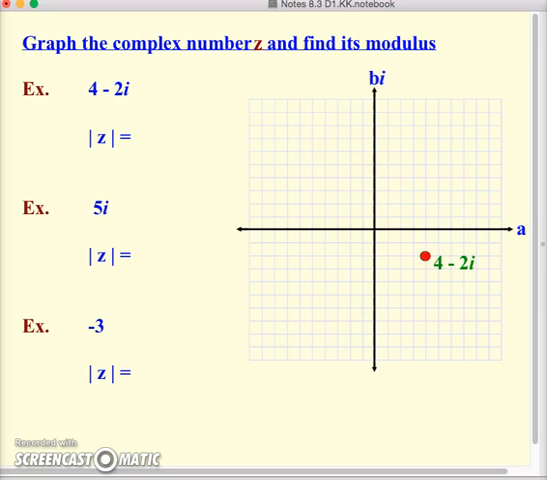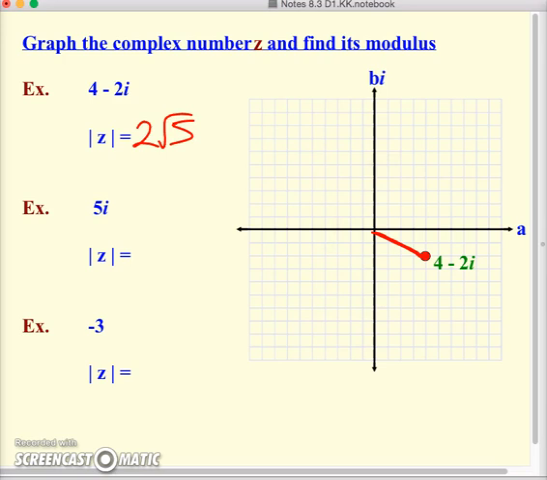The modulus is a calculation like doing the r calculation from 8.1 that you should just be able to do in your head. Square root of a squared plus b squared. So if you take a squared and b squared, square root, what do you get? A squared is 16, b squared is 4, 16 plus 4 is 20, square root of that is 2 root 5. Now what you just figured out as 2 root 5 is called the absolute value of z, or the modulus.